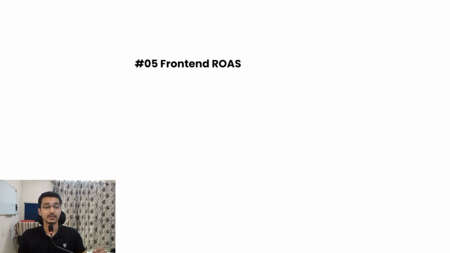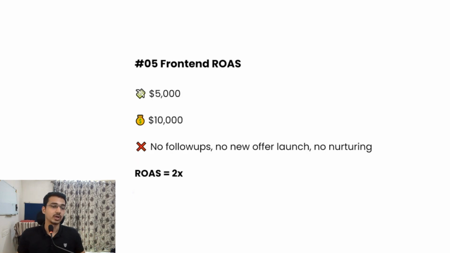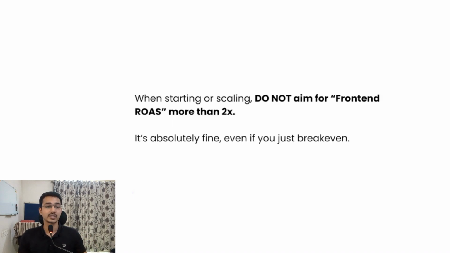Now, the last and final marketing metric that you need to track for your coaching business is front-end ROAS, and ROAS stands for return on ad spend. So, to give you a quick perspective, if you spend $5,000 upfront on ads for your upcoming webinar to get registrations and you make back $10,000 through that webinar, again assuming that you have no follow-ups, no new offer launch, no nurturing at all, your ROAS will be 2x. And the thing that we always recommend to all of our clients is, when you are starting and scaling your coaching business, do not aim for front-end ROAS more than 2x. If you are getting more than 2x, 3x, 4x, 5x, that's good, congratulations, but don't aim for more than 2x.